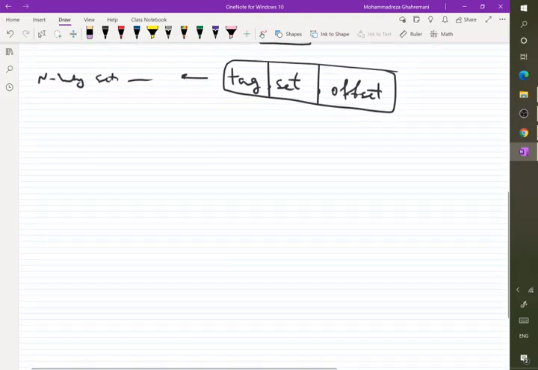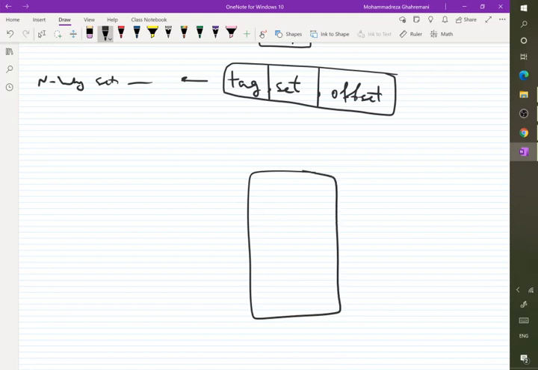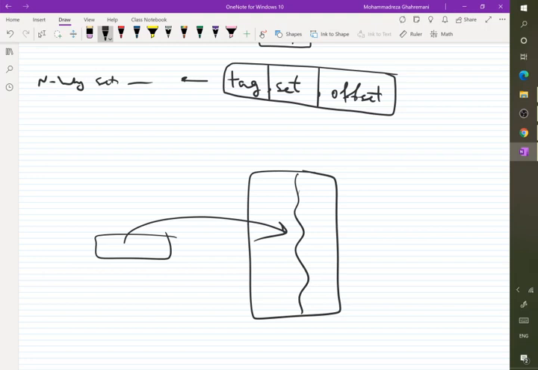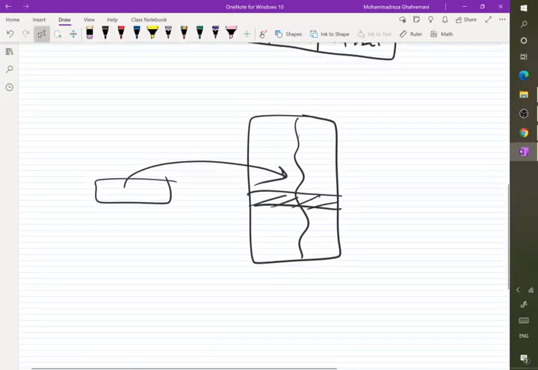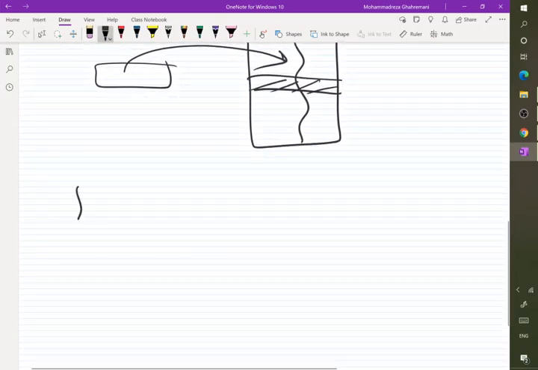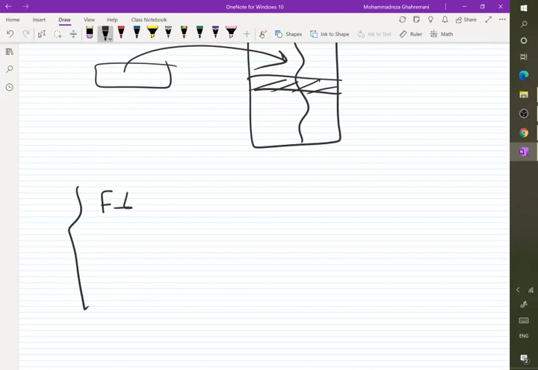In fully associative, I said that when we have a cache, a block can be written in any of these blocks. But if all of them are full, which one should we choose to overwrite the data on? So we have different techniques. First one is FIFO. The next one is LIFO as well.